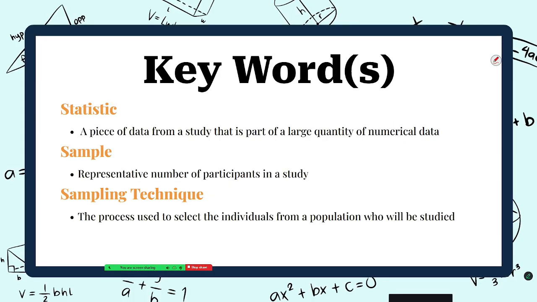Keywords that we're going to get into today are again statistic. It's a piece of data from a study that is part of a large quantity of numerical data. A sample is a representative number of participants in a study. Not every single person, but a representation of the people that we're looking at. So that's a sample. Sampling technique, again, is the process used to select the individuals from a population who will be studied. That's how we're going to decide who our sample will be.